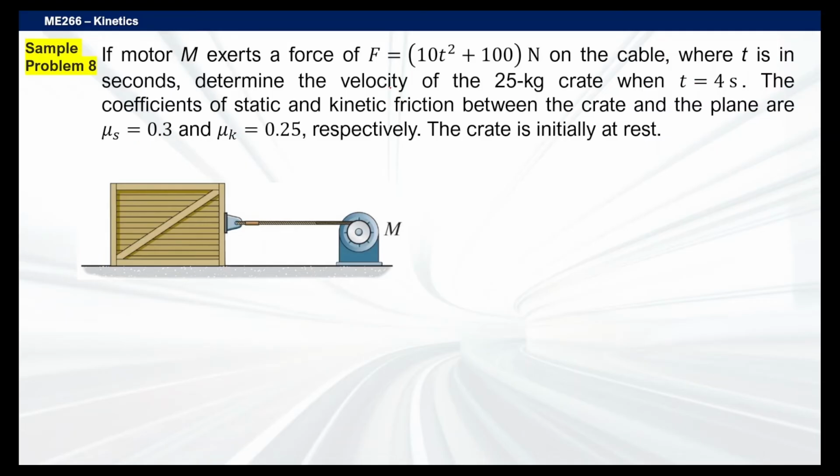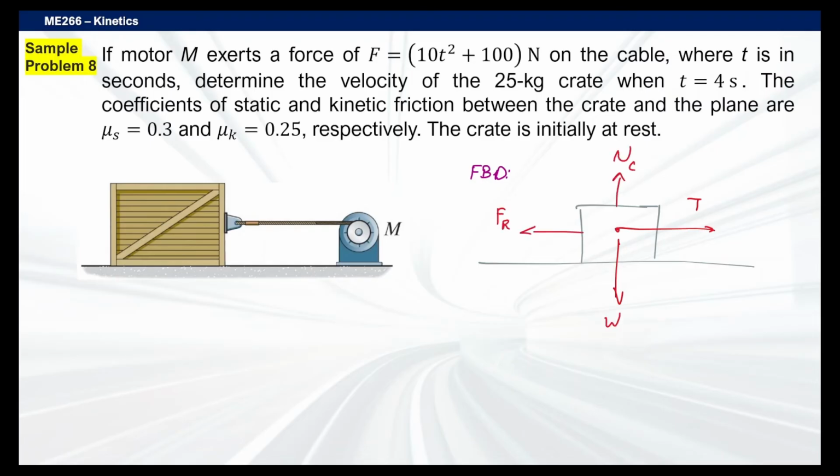The coefficients of static and kinetic friction between the crate and the plane are 0.3 and 0.25 respectively. The crate is initially at rest. So here, pretty much you have to establish first our FBD. Our FBD is something like this. You draw the box. We have our tension, weight, and then of course the normal force, and of course the friction.